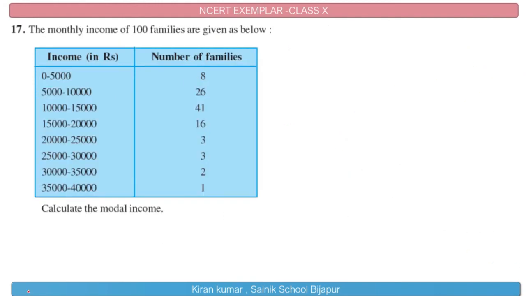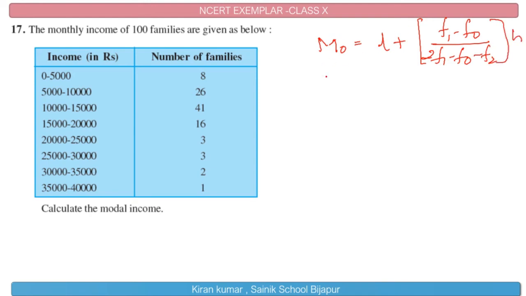Question number 17 is related to mode. So we should remember to use the formula: mode equals the lower limit plus f1 minus f0 divided by 2 times f1 minus f0 minus f2, multiplied by h. Here we need to identify the modal class. The class in which maximum frequency is present is called the modal class. So the modal class is 10,000 to 15,000.